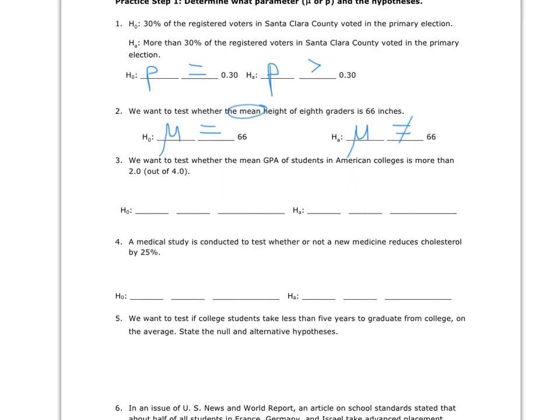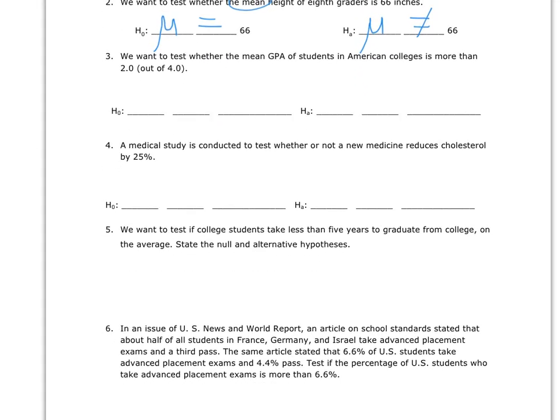Okay, let's look at number 3 here. We want to test whether the mean GPA of students in American colleges is more than 2. All right, so is it mean or proportion? Well, it gives it to us right there. It's mean. So that means our null and our alternate are going to be about mu. Actually, let's go to the alternate and fill that in first. Our clue is it says more than 2. So that's what we want to test, and that has to go in the alternate. So I'm going to say mu greater than, and the fixed value is 2.